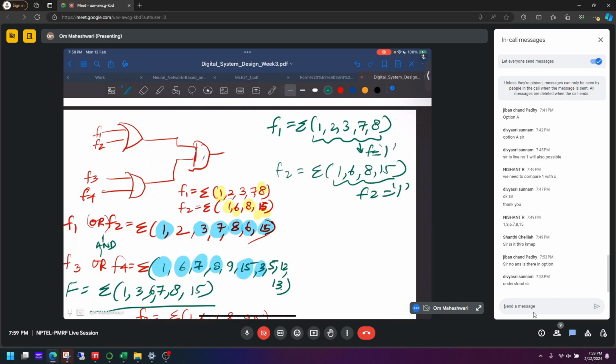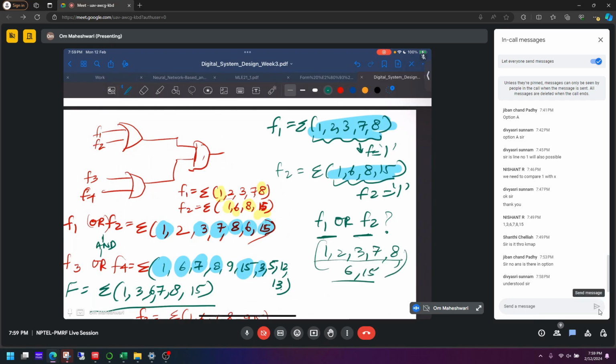So F1 OR F2, what does this mean? This means either F1 or F2 is on, that is, on when any of these are true, right? So that's why it is like a union of these: 1, 2, 3, 7, 8, 6, 15. So in any of these conditions, either F1 is on or F2 is on.